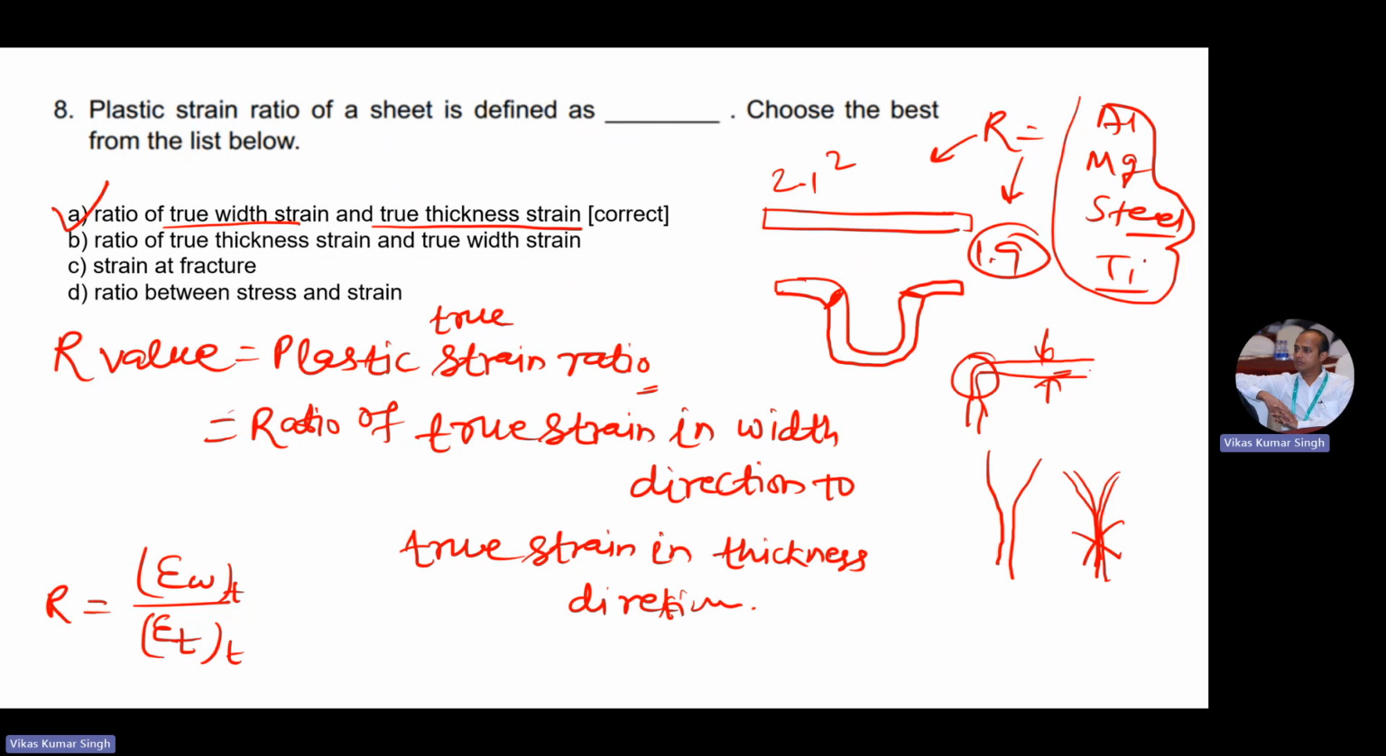If thickness reduction is very low, you can deform the material into any shape, and the thickness will be uniform throughout the shape. So this is desirable, this is good. Okay, so I hope this is clear.